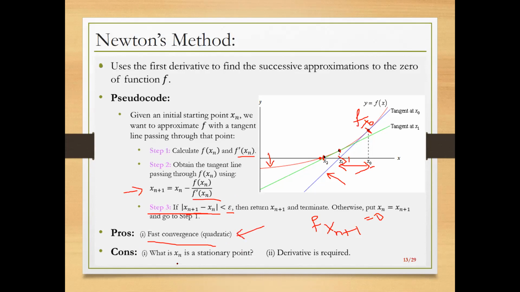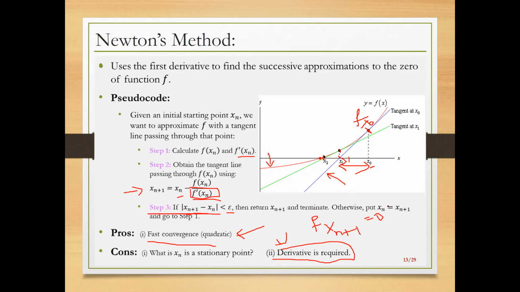But the problem is, what if the xn that you choose is a stationary point? And obviously, the other problem is that it requires finding the derivative. We definitely need the derivative to calculate the new point. If the function is difficult to differentiate, then this would be a challenge. But other than that, what happens if this xn that you choose is a stationary point?